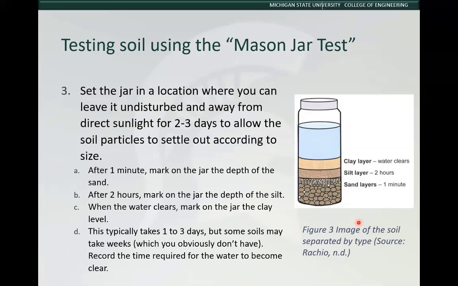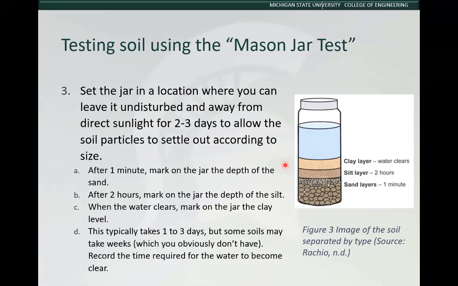So after a minute, you're going to mark on the jar the depth of the sand. So you can see here, got your sand layers here, so mark the depth. After 2 hours, you'll mark the silt layer. So make sure you can mark that because you're going to need that information later.